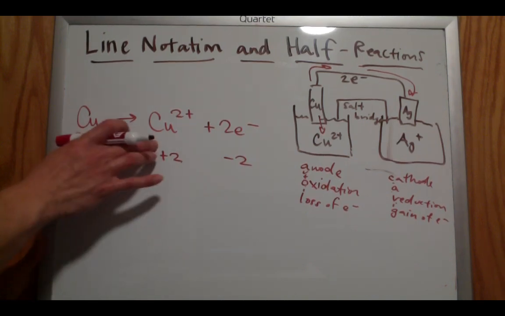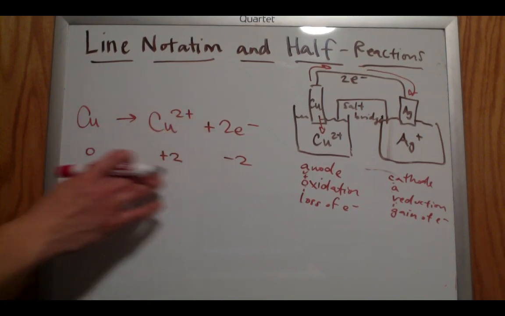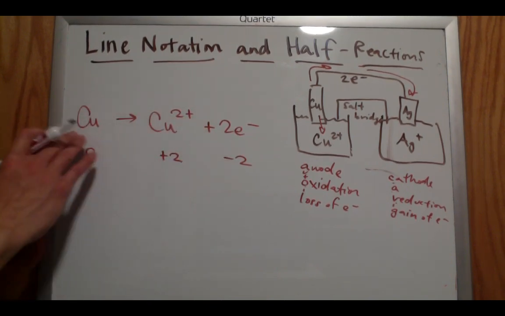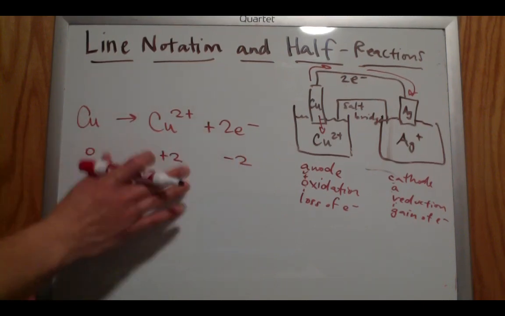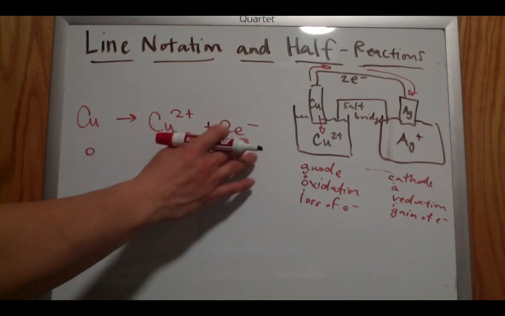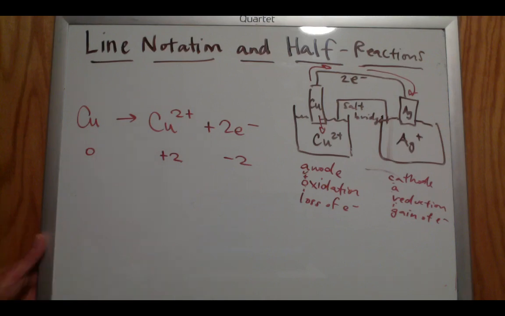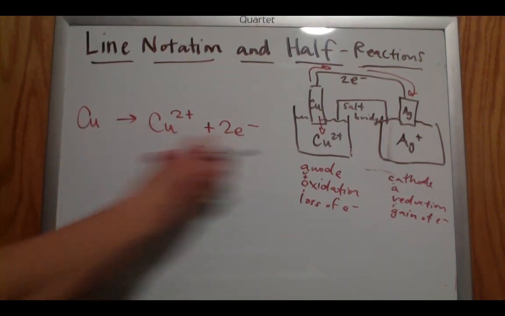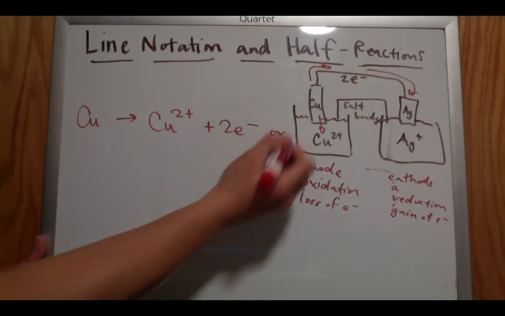So +2 and -2 equals 0. Now remember, it's not always going to be 0 and 0 for the total charges on either side. It could be -1 and -1. It just depends. But in this case, since we have the copper becoming Cu2+, then we're going to have 2 electrons to balance that out. All right, so this is oxidation. So I'll just write an OX here.